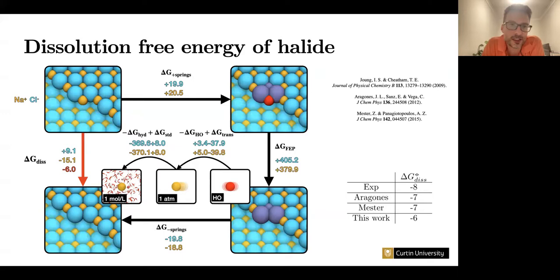So to prove this, we calculated the dissolution free energy of sodium chloride using the Joung and Cheatham potential, which is very well known. It has been studied to death, and there are plenty of computational studies out there that we can compare against. Particularly this one from Aragones and Vega, and this one from Mester, where they calculated the chemical potential as a function of the concentration and compared it to the chemical potential of the water, of the solid, and they also did a direct coexistence calculation.